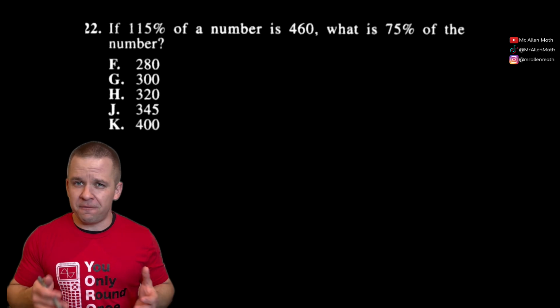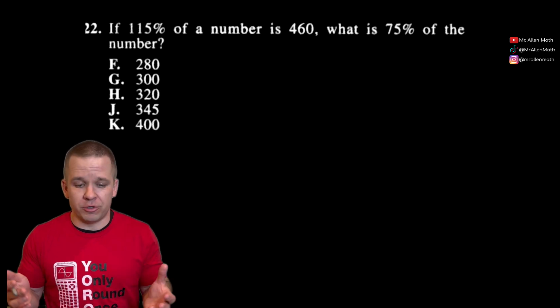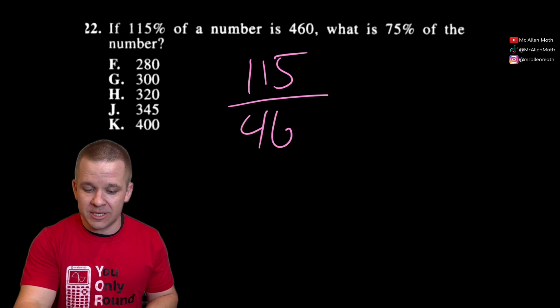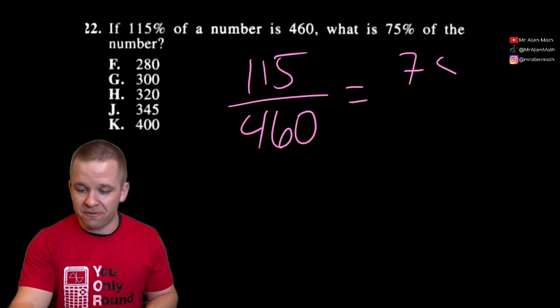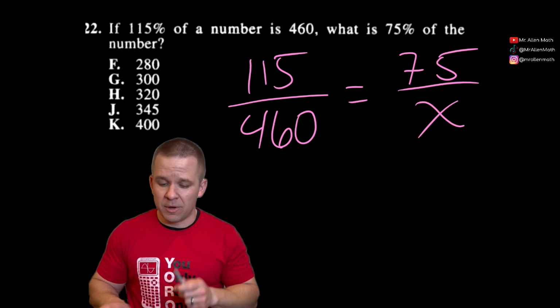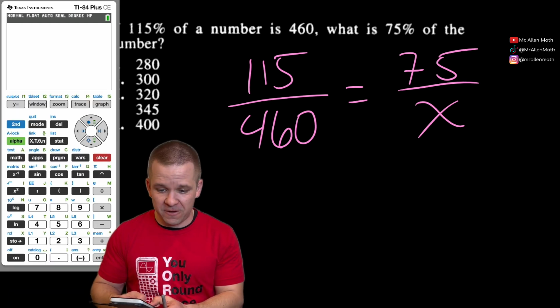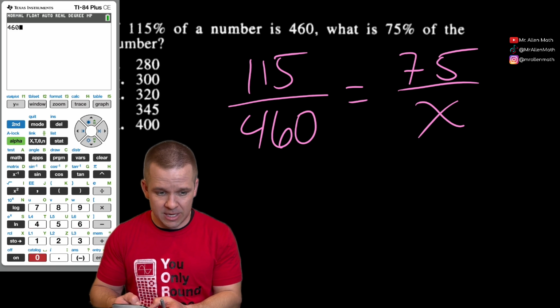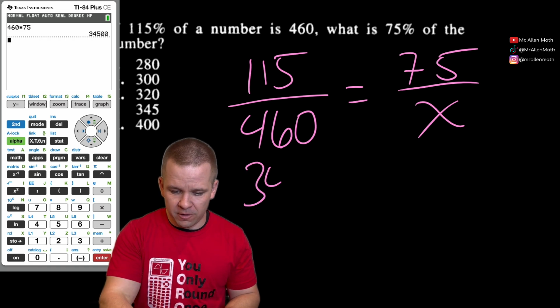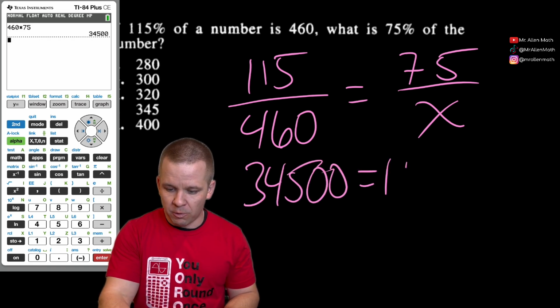Well, you can set this up in a few different ways, but honestly, I like proportions for this one. So I have 115% of a number is 460. I want to figure out what 75% of that number is. Let's just cross multiply and solve. I'm going to bust out my calculator for this one here. We get 115 times x, then 460 times 75. So we get 34,500. 34,500 equals 115x.